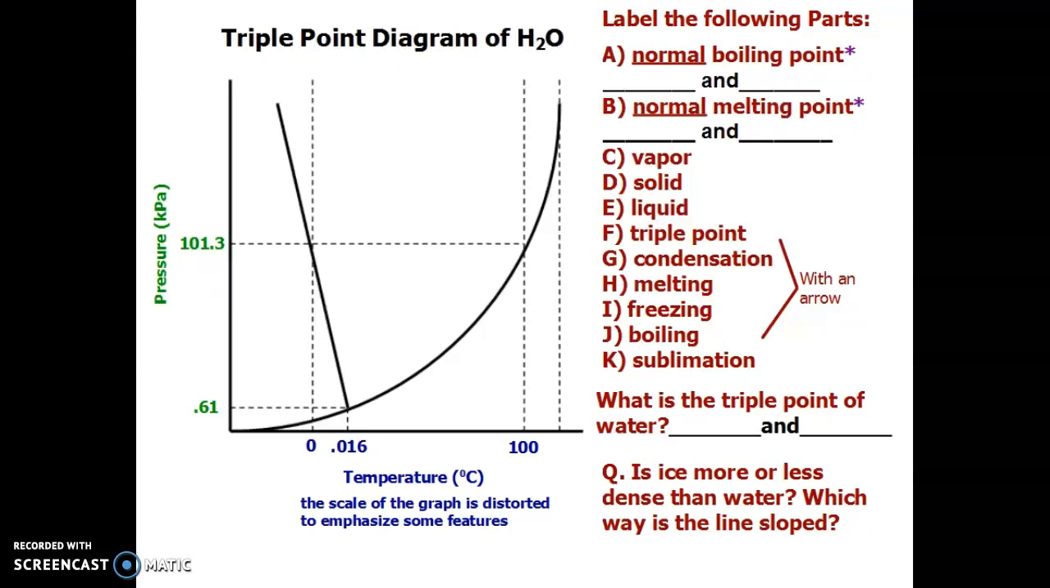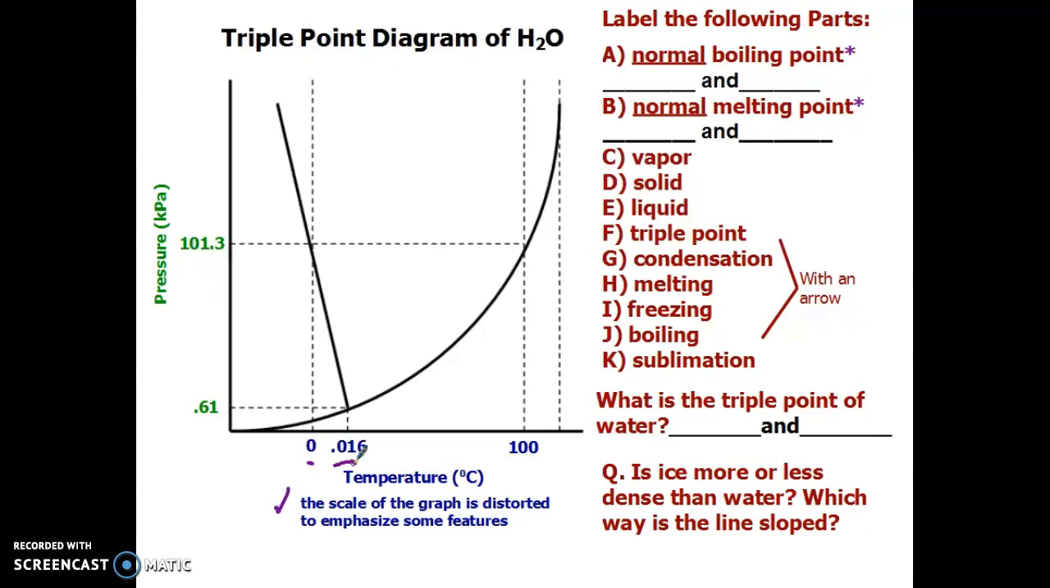Now, something we need to make sure we notice and note is right down here at the bottom, it says the scale of this graph is distorted to emphasize some features. If you look down here at the bottom, 0.016 is definitely really close to 0, but we've moved it a little bit to make some of the features easier to read and see. So keep that in mind when we're doing this graph.